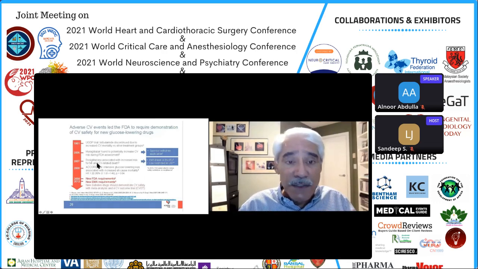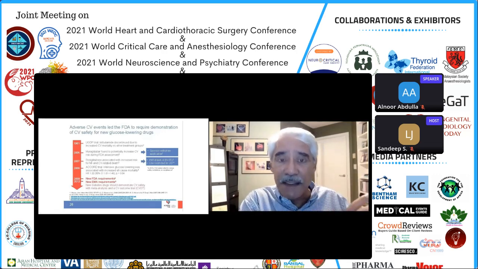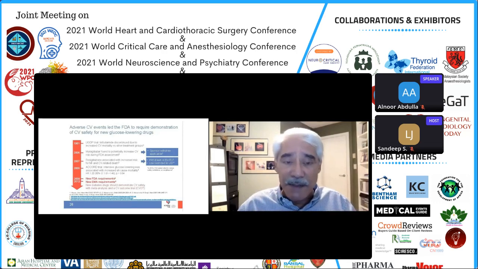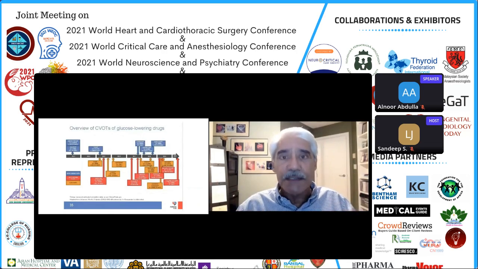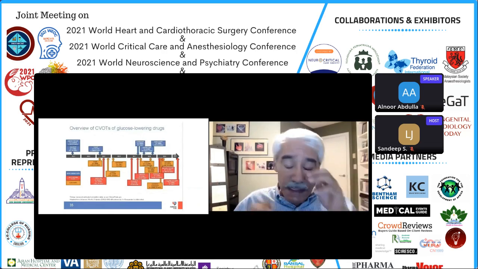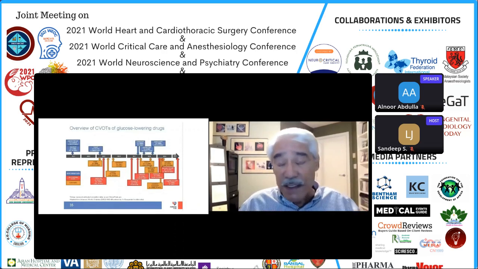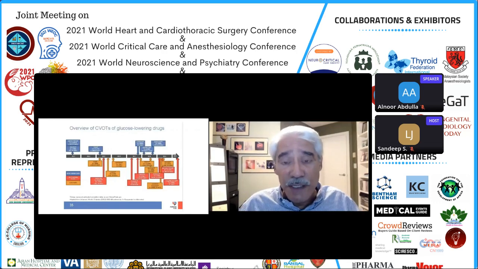Because in the traditional diabetic drugs, there were many concerns about the increase in cardiovascular adverse events with the use of these anti-diabetic drugs. So the SGLT2 inhibitors had to go through these cardiovascular outcome trials to show that they were safe to use in diabetic patients and did not decrease cardiovascular outcomes. So all the red are the SGLT2 inhibitor studies.